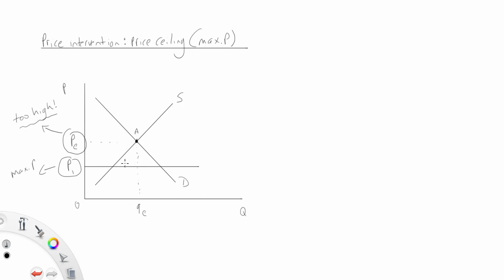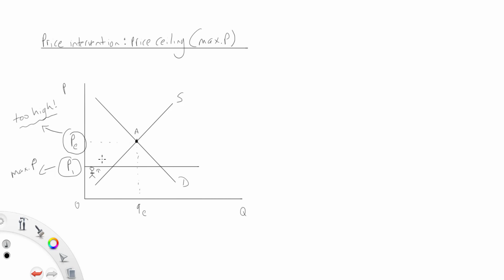price. To help us remember that it's a maximum price, what we can do is we can put our person here and we can see that they are hitting their head on the ceiling. It is the maximum price that we can have in a market. So let's have a look at what the impact of this is.